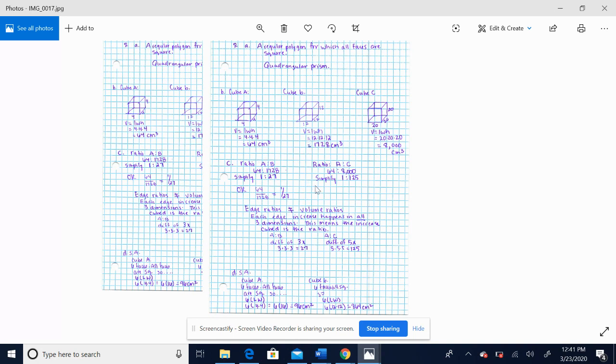Okay, when we look at A to C, we have 5 times bigger here, 5 times bigger here, and 5 times bigger here, which is why we get a ratio of 1 to 5 cubed. That's what 125 is, 5 times 5 times 5.